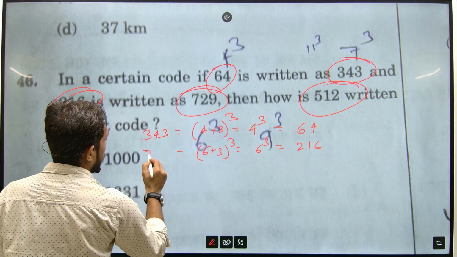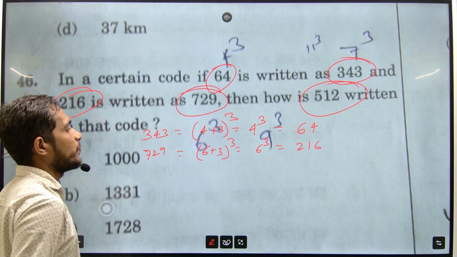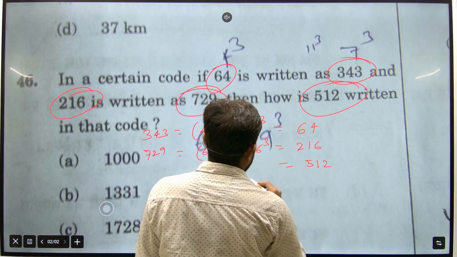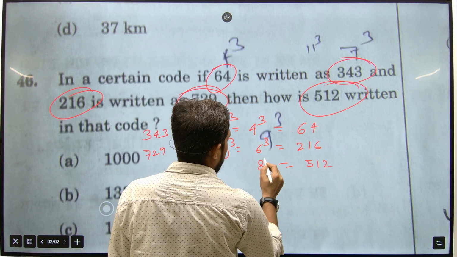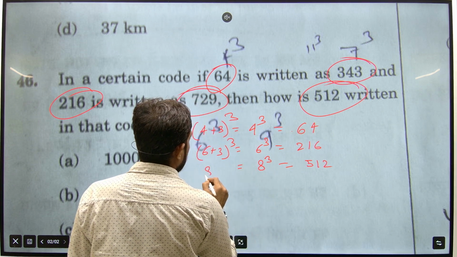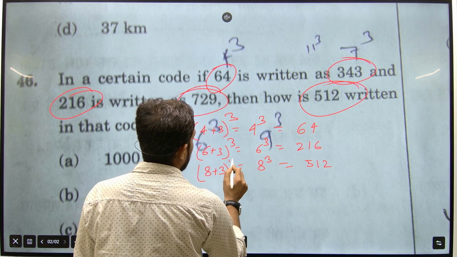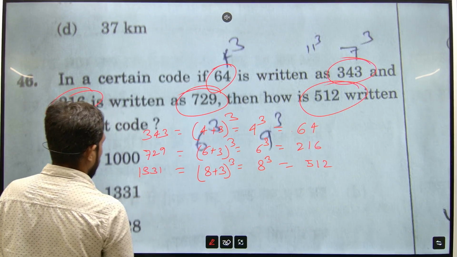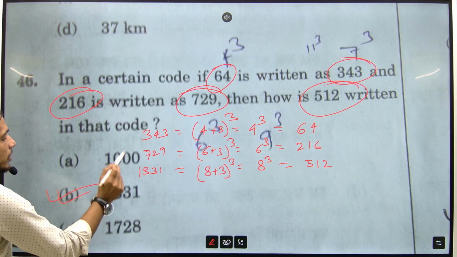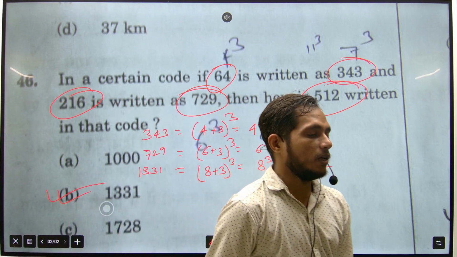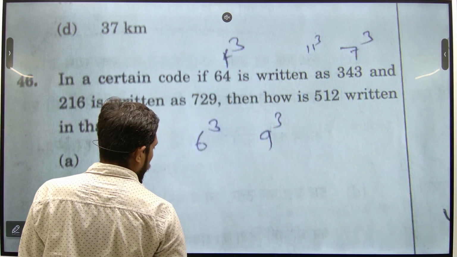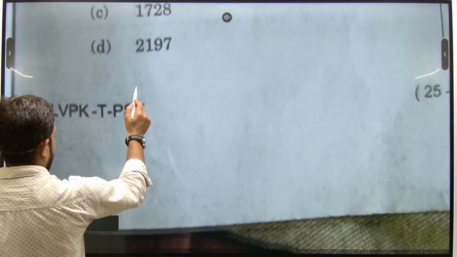Now again 512 is the cube of 8, and 8 plus 3, we need to do a similar thing, that is 11 cubed, and that is equal to 1331. So where is the answer? Option B, 1331 will be the correct answer. Now move towards the next question.